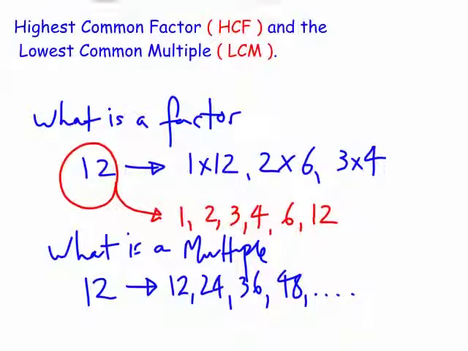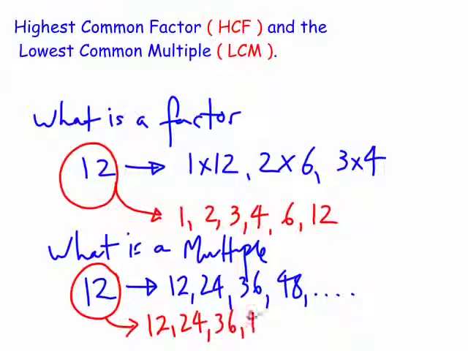So, what are the multiples of 12? As above, 12, 24, 36, 48, etc. These would be the multiples of 12. So now we hopefully know what a factor and a multiple is.